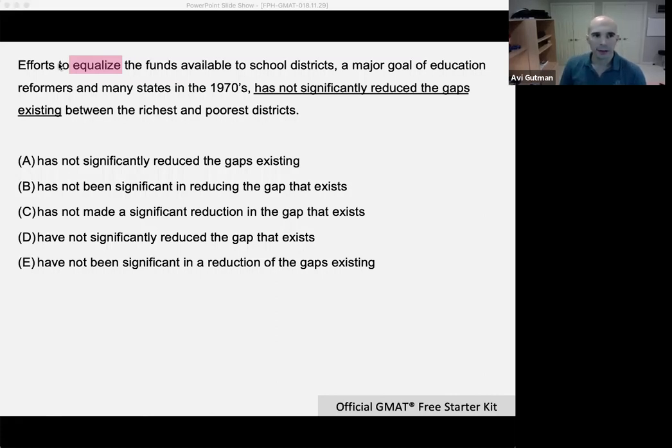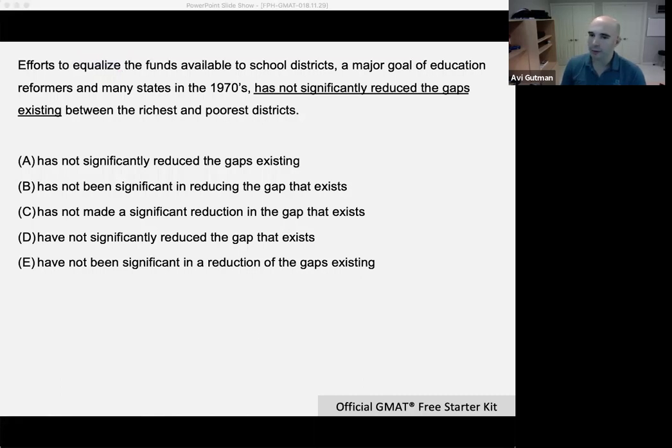In this case, when you have to verb, you don't really need to know what it's called, but I'll tell you anyway. This is called an infinitive. And an infinitive, so to verb, to sleep, to drink, to eat, to equalize, is never a verb. An infinitive is not a verb. So this is not the verb. You were correct, those of you who said that efforts is the subject.